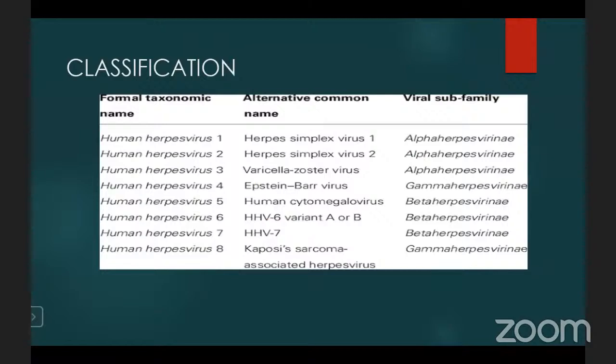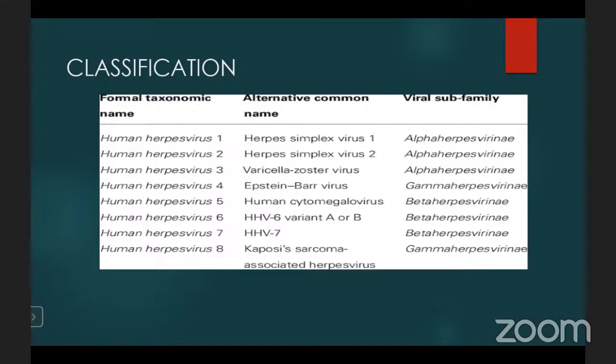Next one is the classification. Human herpes virus 1. The common name of human herpes virus 1 is herpes simplex virus 1. It belongs to subfamily Alphaherpesvirinae. Human herpes virus 2. The common name is herpes simplex virus 2. It belongs to subfamily Alphaherpesvirinae. Human herpes virus 3. Common name is varicella zoster virus. Subfamily is Alphaherpesvirinae.